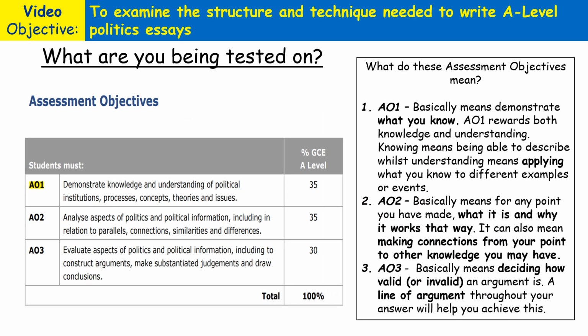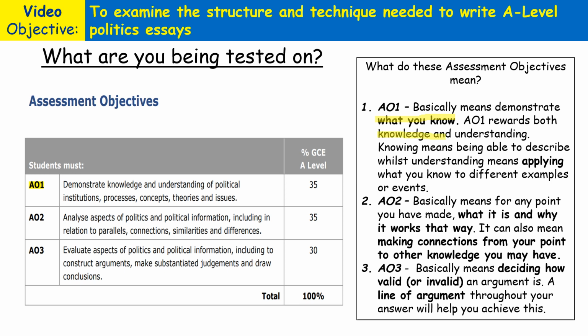So essentially what you're being tested on are these three assessment objectives. Assessment objective 1, the technical wording for it is demonstrating knowledge and understanding of political institutions, processes, concepts, theories and issues. Now, in simplistic language, that basically means demonstrating what you know. So AO1 rewards both knowledge and understanding.